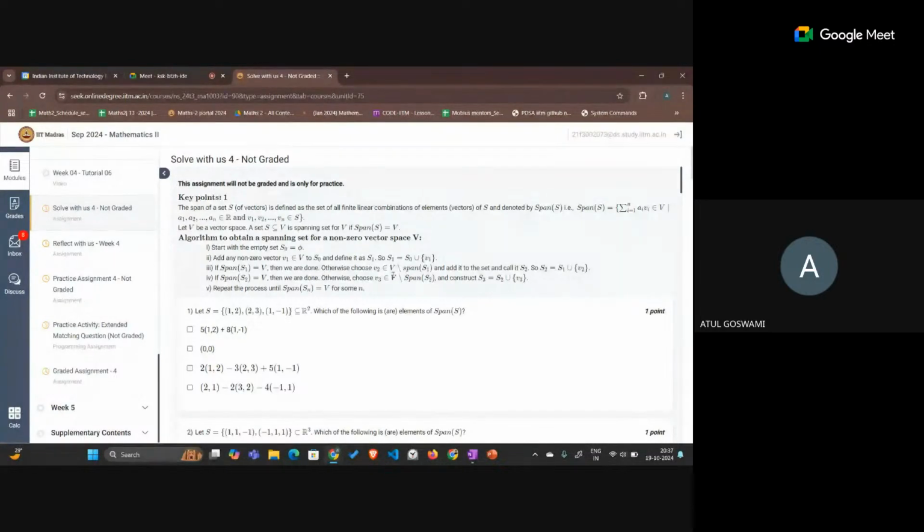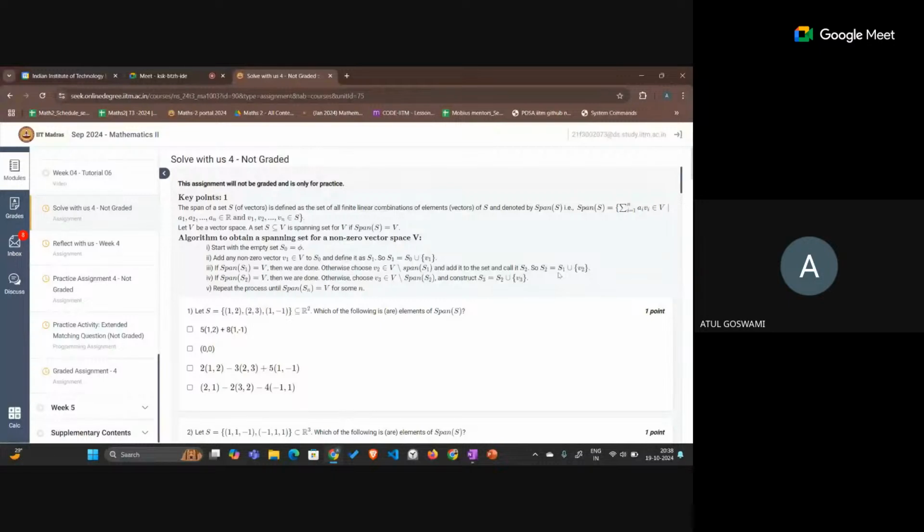Otherwise, we choose v2 from V minus the span of S1. I mean, we already have the vectors in S1, so we remove all the combinations of those vectors. Another way to say it is that we take another vector independent from the span of S1, and add that vector to make a set S2.